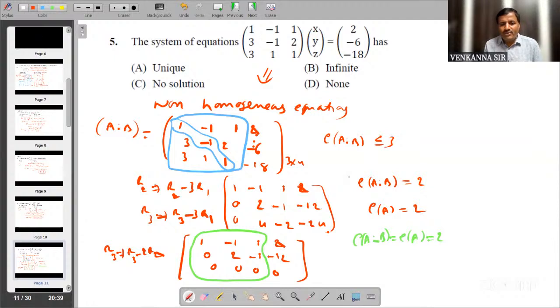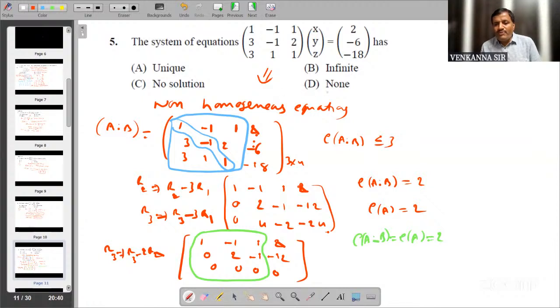So I am waiting for your answer. Both the ranks are equal to 2, less than number of unknowns. If the rank is less than number of unknowns, what type of answer you will get? Unique, infinite, or no solution? Yes? Which option? Unique, infinite, no solution.